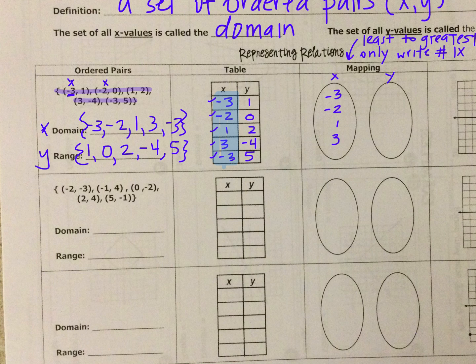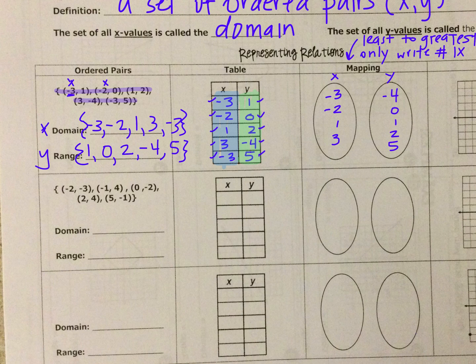Then a 1. Then a 3. Least to greatest. All right, now I'm going to do the same exact thing with my y's right here. Let's see, I'm going to start with a -4. Then I will have a 0, 1, 2, 5. All right, so I got everybody in my circles.